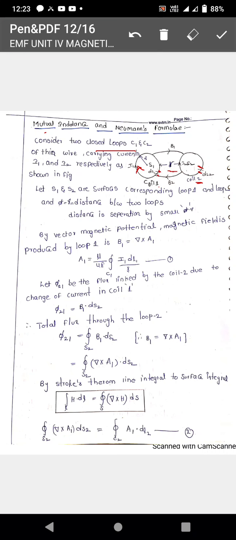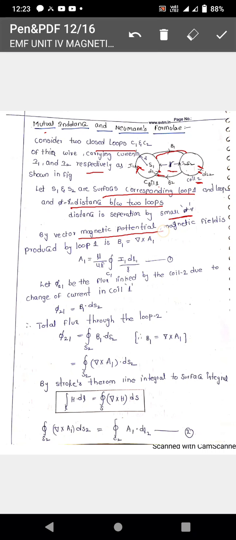The magnetic flux density B1 due to coil 1 links with coil 2, carrying currents I1 and I2 respectively as shown in this diagram. Let S1 and S2 be the surfaces corresponding to loop 1 and loop 2. R is the separation distance between the two loops.